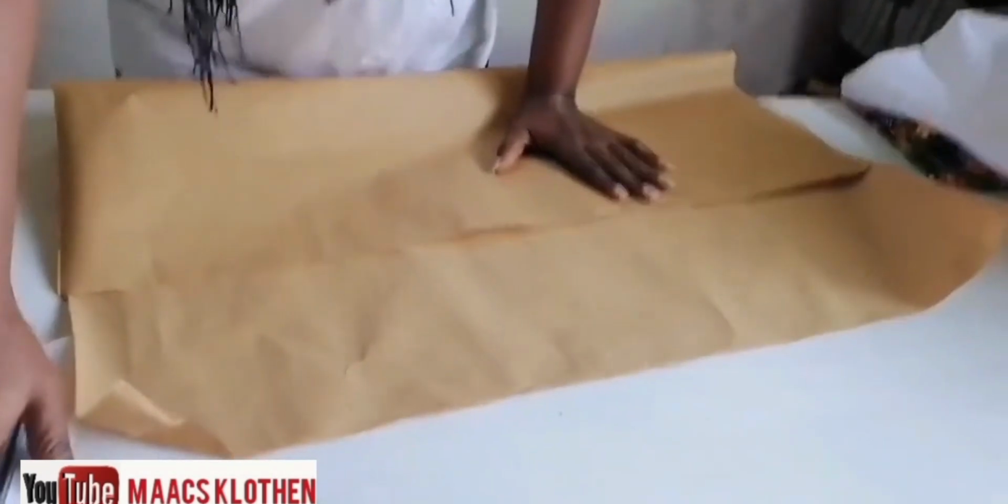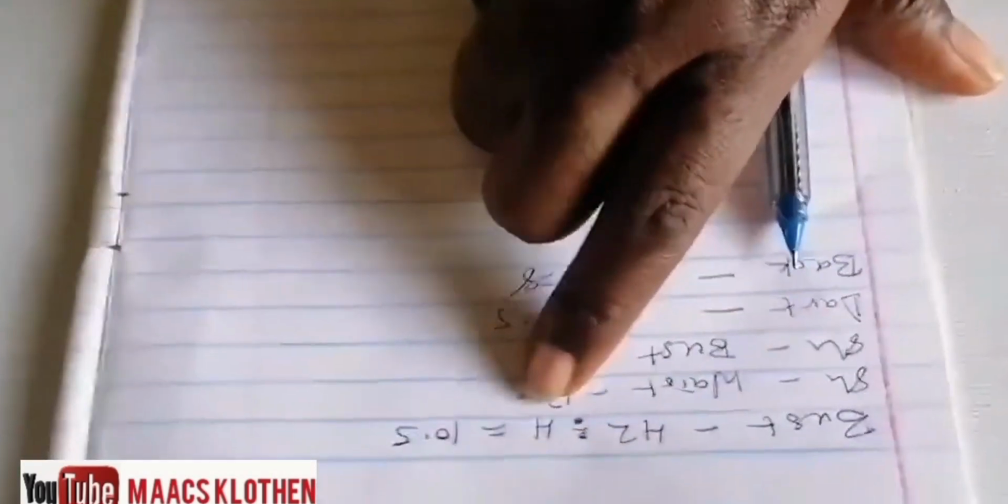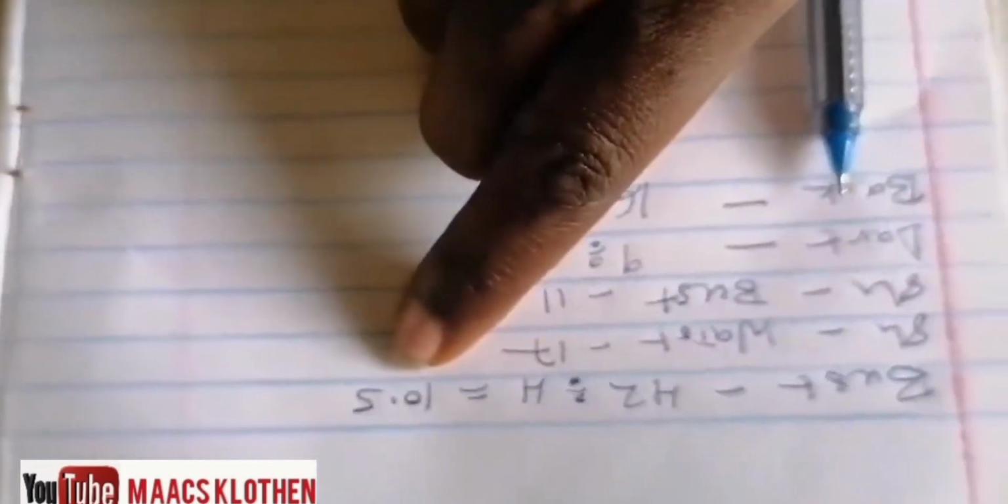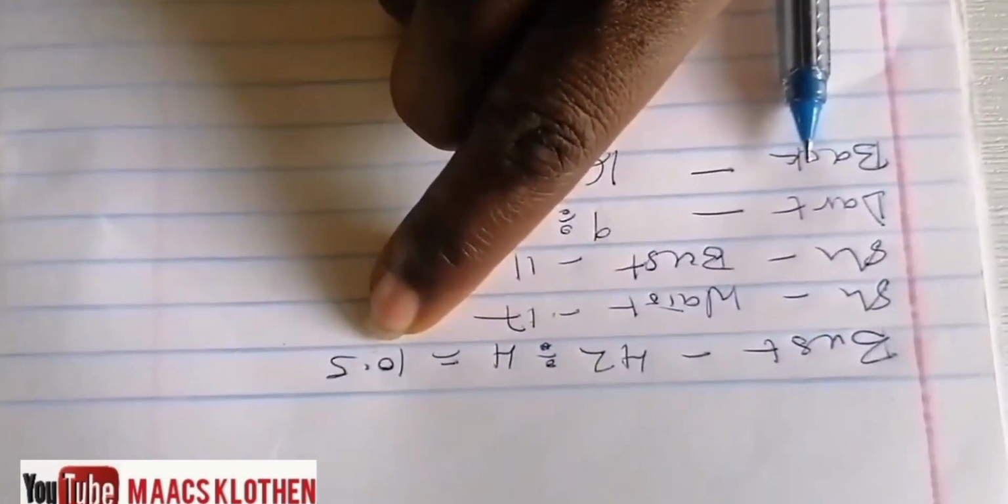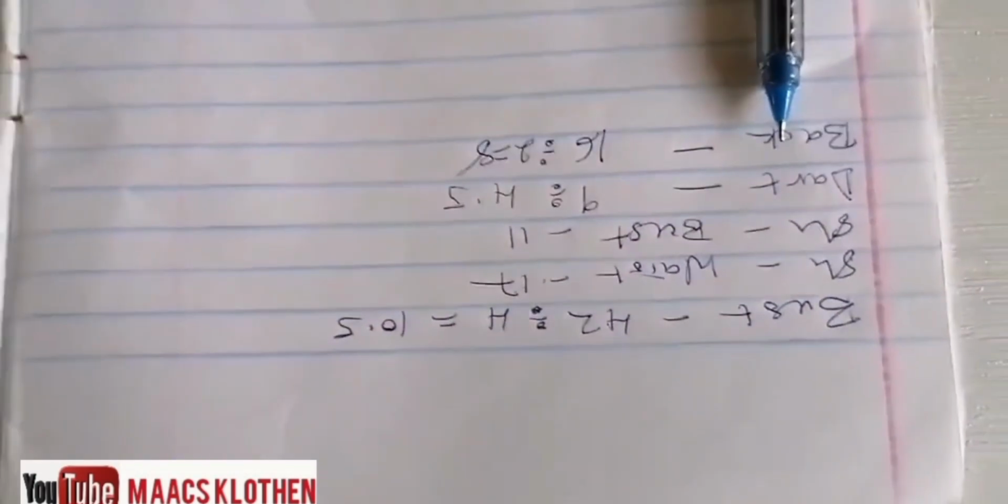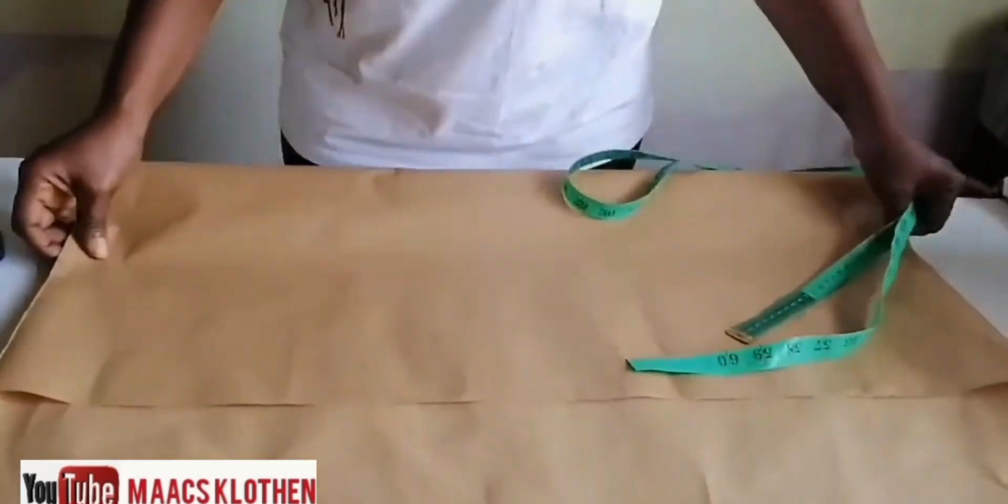So let's go on. In deciding the breadth, we are going to use the bigger part of our measurement. And when we look at the measurements, the bigger part is our bust. And that is bust 42 divided into 4. And that is what gives us 10.5. And so 10.5, we are going to add allowance to.